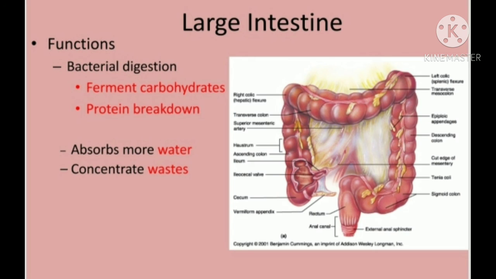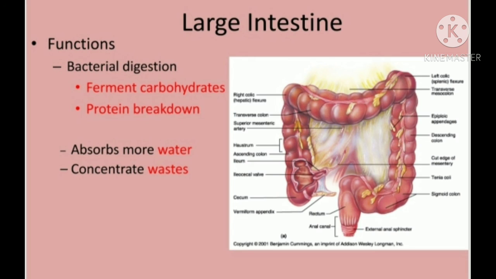Starting with the function, bacterial digestion. In the large intestine, bacterial digestion takes place. It means some of the bacteria ferment the carbohydrates and also do protein breakdown. They break down a large amount of protein, a complex structure of protein, into smaller amino acid forms, with the help of bacteria, and it's all done in the large intestine.